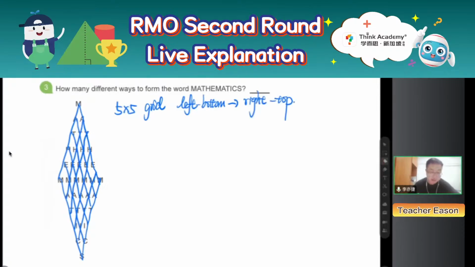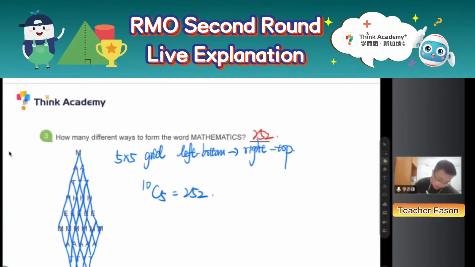So the method is simple. In total, we have 10 steps: 5 upwards and 5 rightwards, right? So the total number of methods is just 10C5, and 10C5 is 252. That's the 252. It's also easy. With your number notation, you can still get the correct answer, I think. Right?